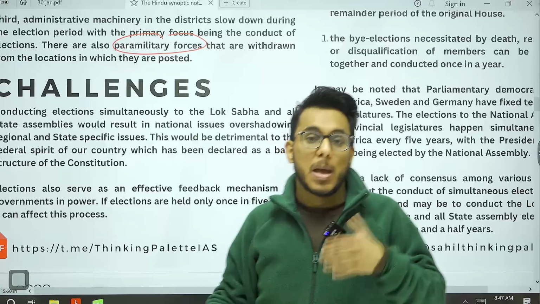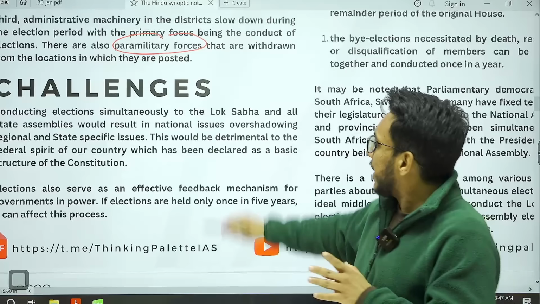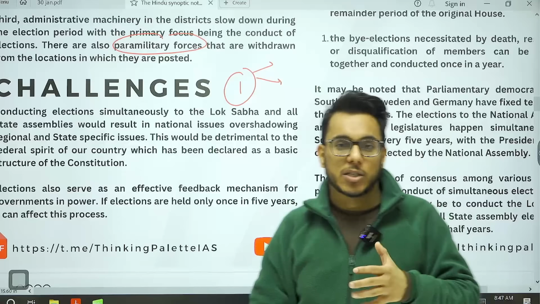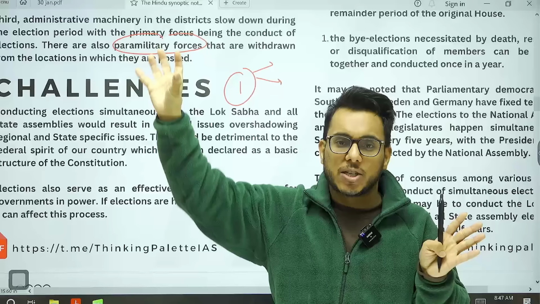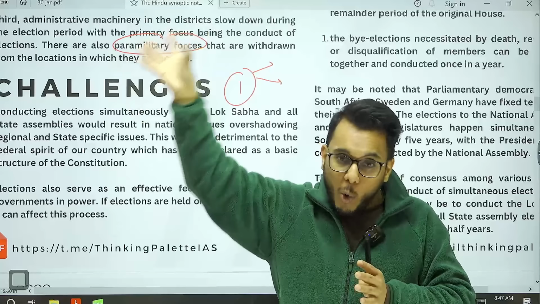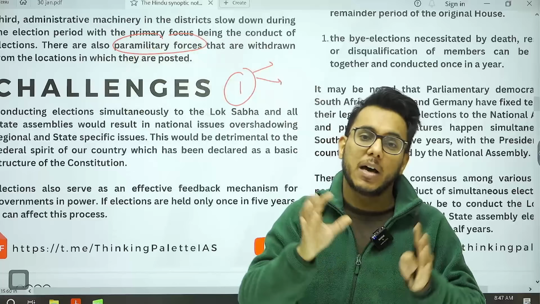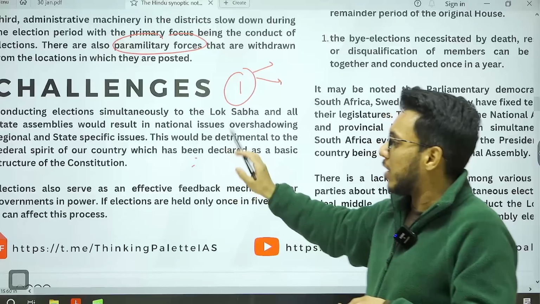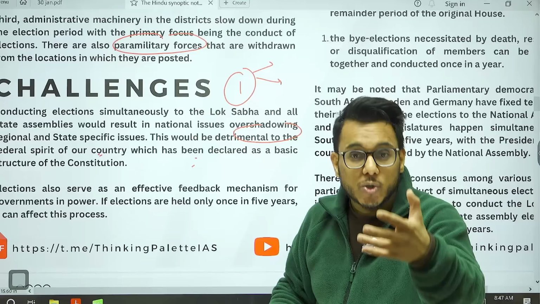But in simultaneous elections, there are certain challenges, there are certain problems. What are these problems? Problem number one, it has been said that it might have some negative implications on the federal design of India. Now you see this. If Lok Sabha and state legislative elections are happening simultaneously, it has been said that national issues will overshadow local issues. The cult at the national level will overshadow local issues and local leaders. Because of that, it will be detrimental to the federal spirit of the country, and the federal spirit of the country is part of the basic structure of the Constitution. So, this is going to be a constitutional challenge.